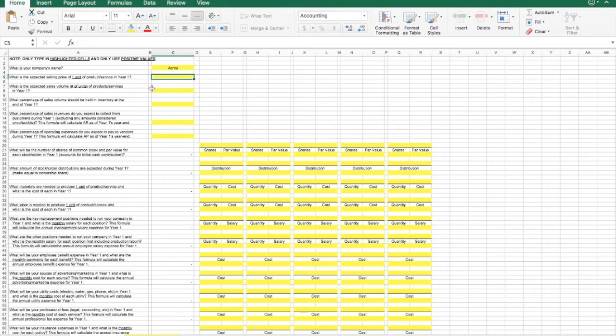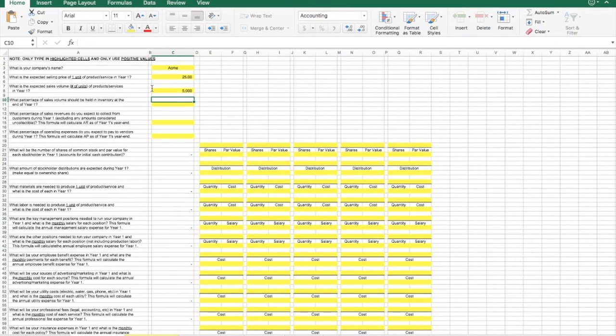If that does not work for your business model, there's going to be a video later that will help you get through and get around that. For now, we're just going to assume that it works. So, we're selling widgets. What's the expected selling price of your widget? We'll just say $25. How many do you think you're going to sell in year one? We'll say 5,000 of them.